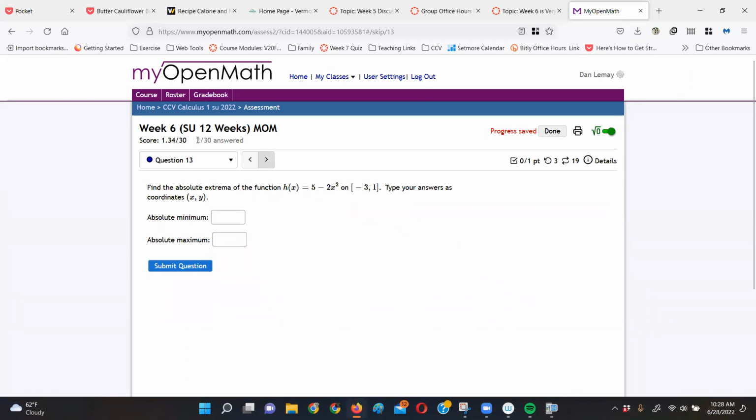I see a parabola. You could certainly do this without calculus, but this is a calculus course, so let's talk about what we're going to do. So let's take the derivative. Derivative of 5 is 0. And then we have a power function, so negative 4x. And then find the absolute extrema on this function, on that interval, right? So when is h prime of x equal to 0? When is negative 4x equal to 0? Well, that happens when x equals 0.